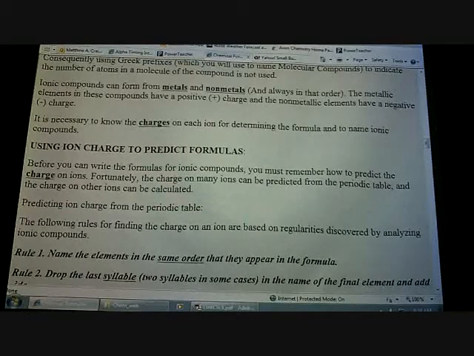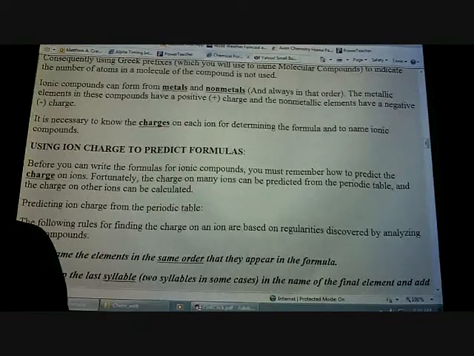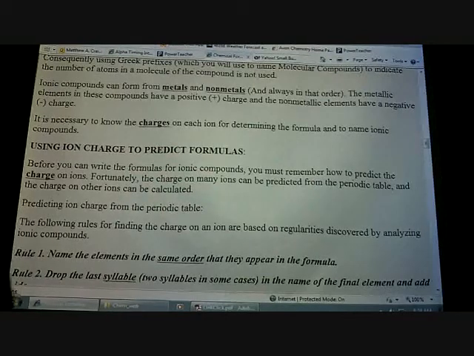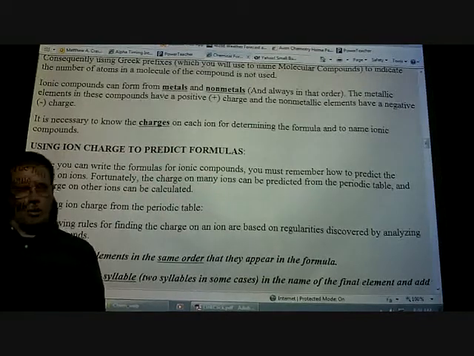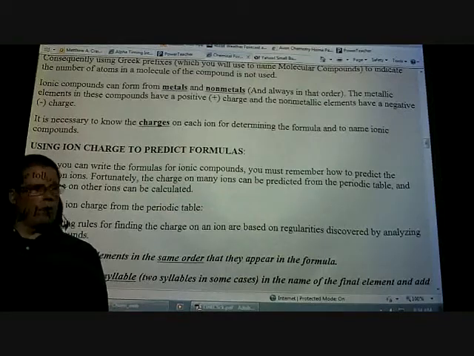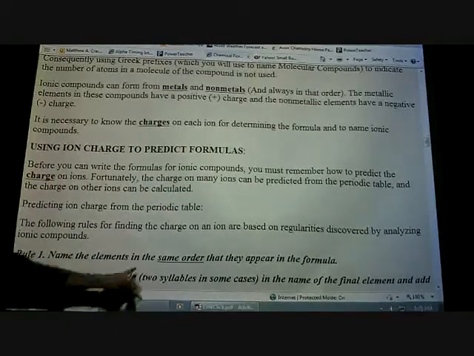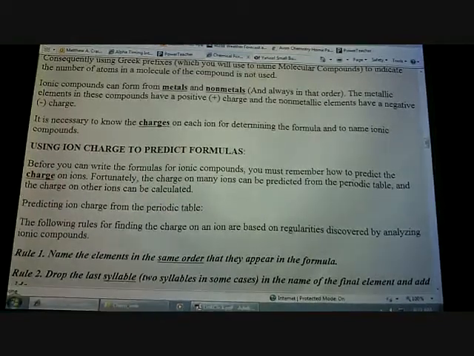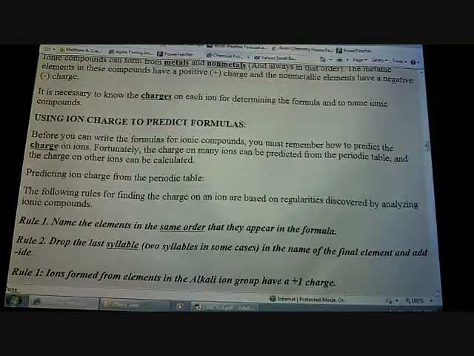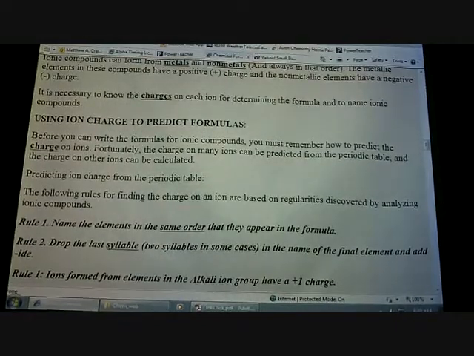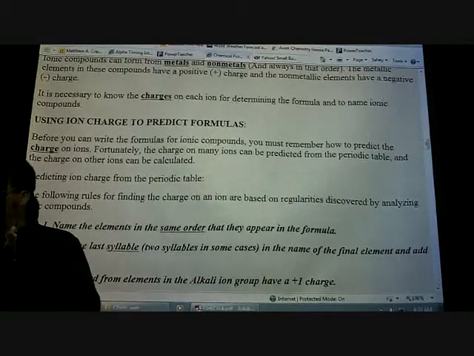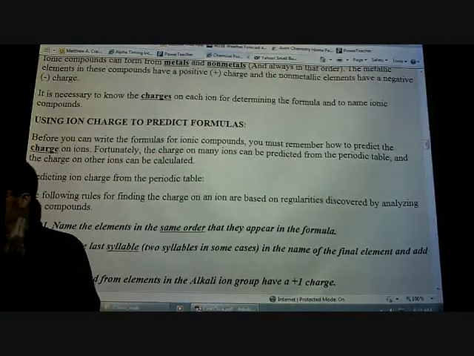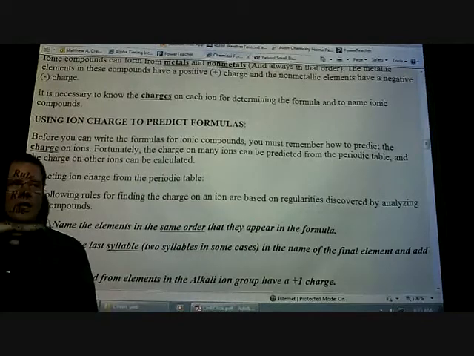All right, so here are the rules for naming the compounds. We've already talked about the basics. Rule number 1, name the elements in the same order that they appear in the formula. So if I've given you the formula correctly, say you have a compound with sodium and chlorine, I said, okay, you have sodium chloride. So we're going to write it in the same order that they appear. Then we're going to drop the last syllable, or in some cases, 2 syllables. Now again, when I learned how to do syllables, it was like this. Sodium.